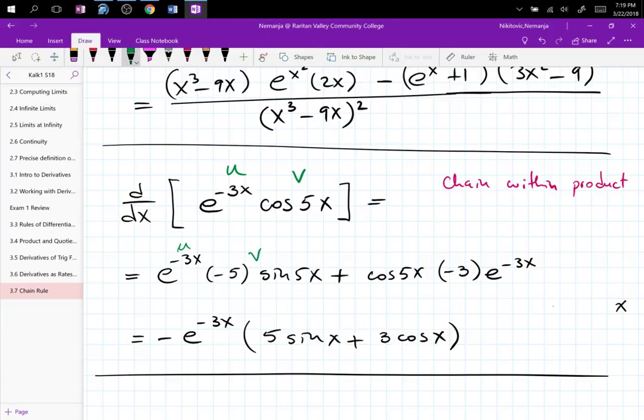U, V prime, V, U prime with the plus in between. Right? That's the formula. UV prime plus VU prime. Copy the first, derivative of the second, plus copy the second, derivative of the first. And then you just do some algebra to factor things out.